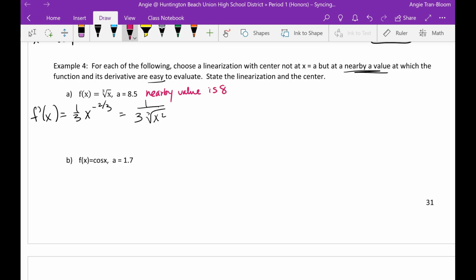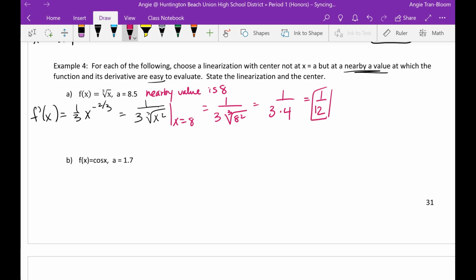Okay. So I'm going to evaluate this at x equals 8. Let's plug it in. 1 divided by 3 times the third root of 8 squared, which is 1/3 times, I can take out 2 twice, so that's 4. So this is going to come out to be 1/12. So that's my value of the derivative at the nearby value.